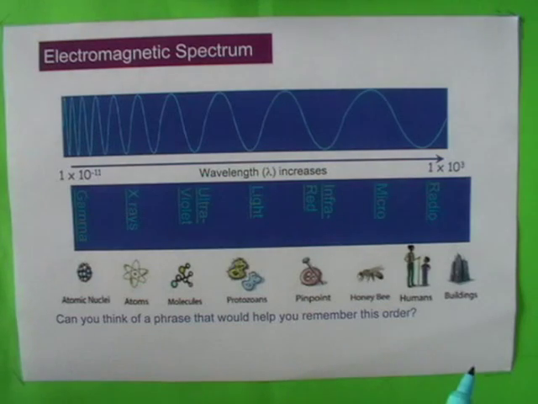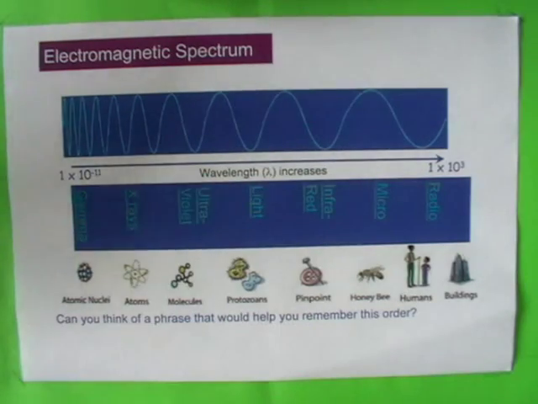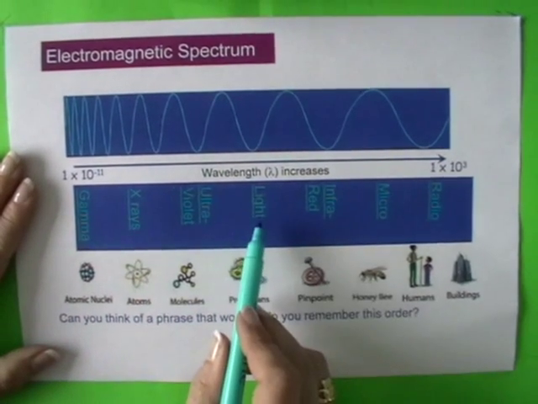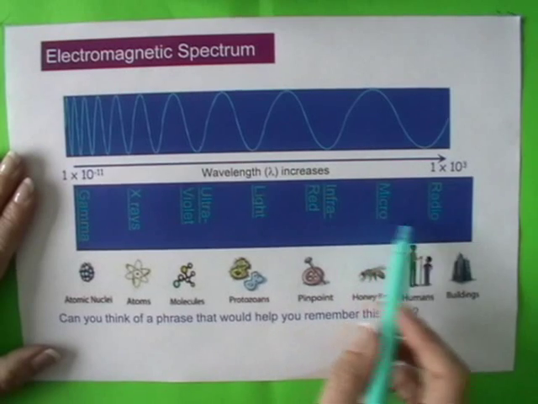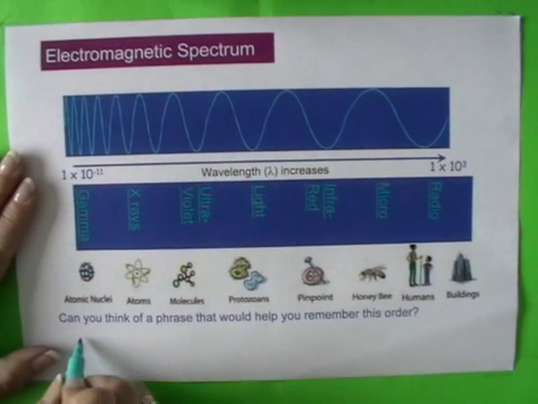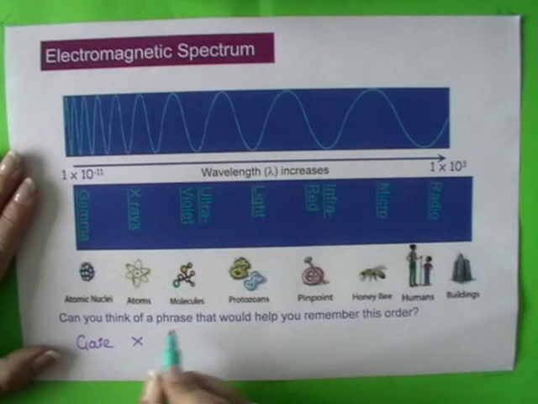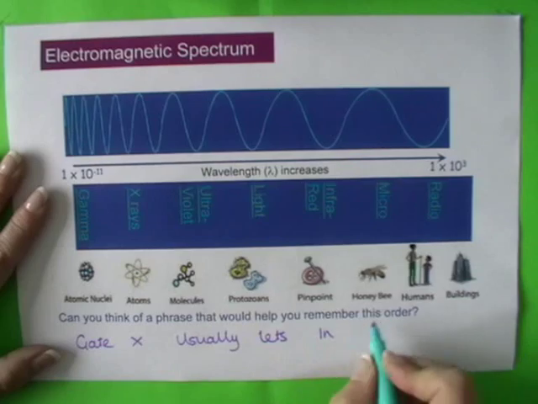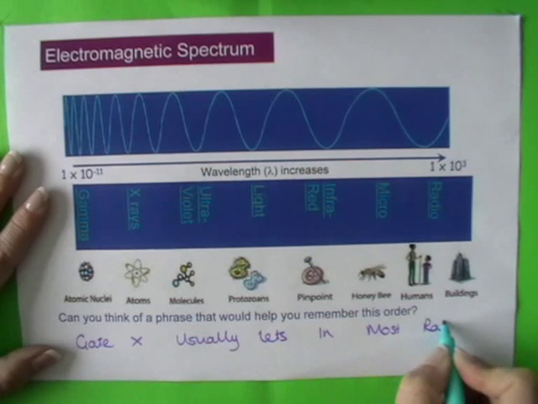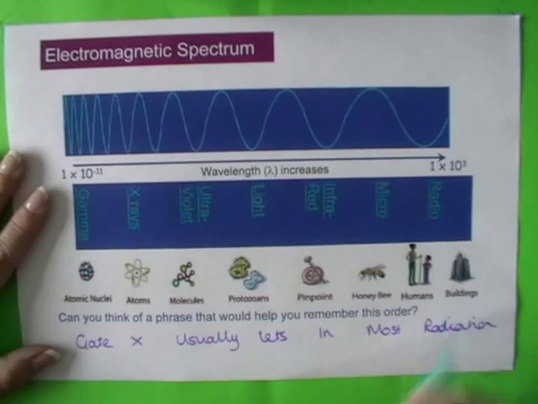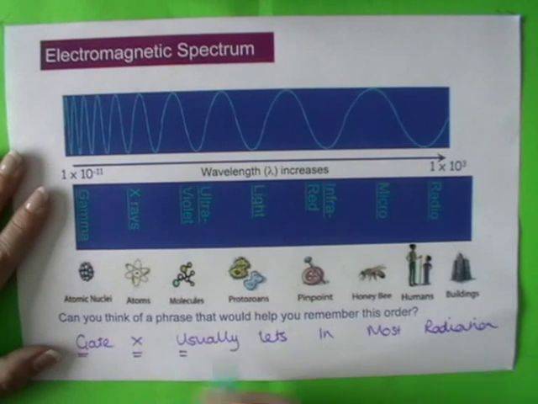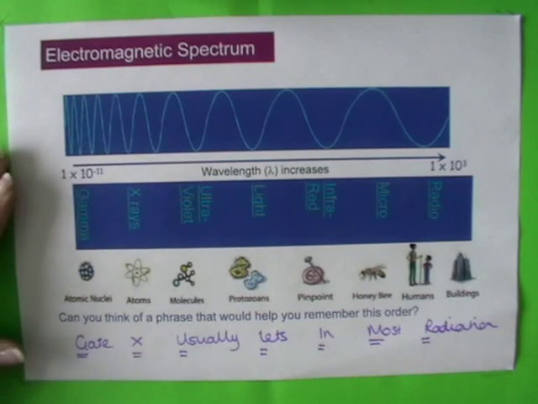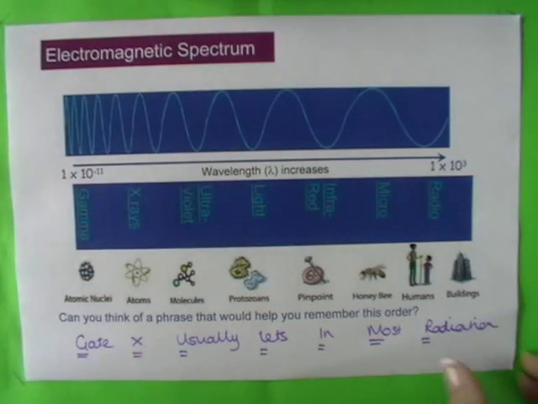Can you think of a phrase that would help you to remember the order of the electromagnetic spectrum? You must learn the order: gamma, X-rays, ultraviolet, visible light, infrared, microwave and radio. One example could be gate X usually lets in most radiation. And the initials would help you learn G, X, U, L, I, M, R. So gate X usually lets in most radiation.